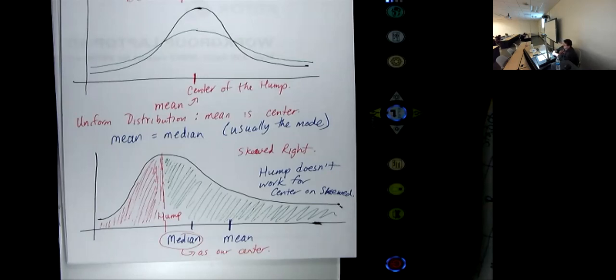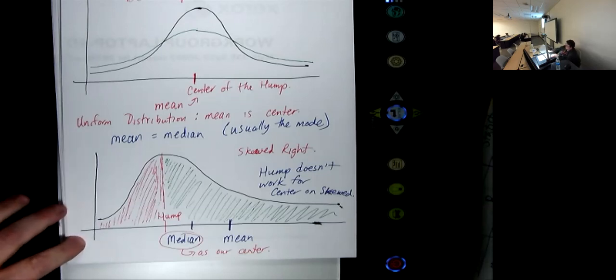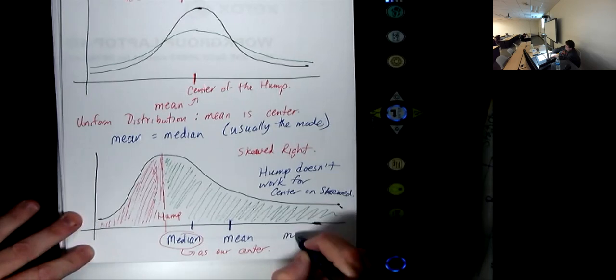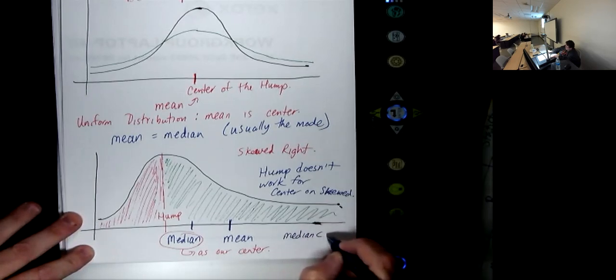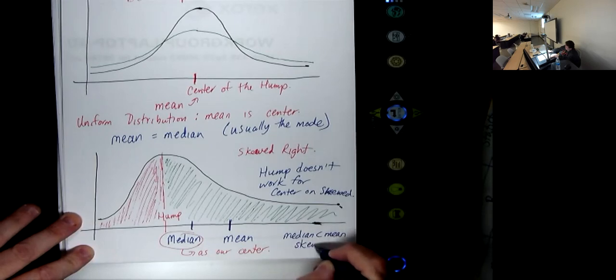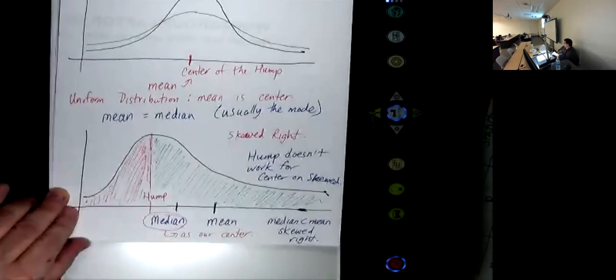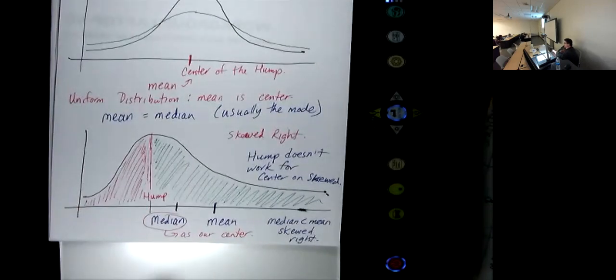Since these are histograms, and numbers to the left are lower than the numbers to the right, this means that the median is less than the mean for skewed right. The way to remember it is the mean is further along the tail. It's further towards the end of the tail.